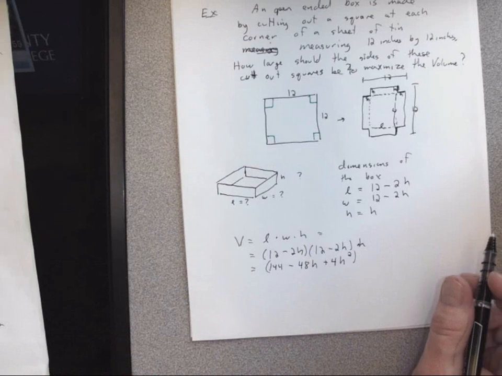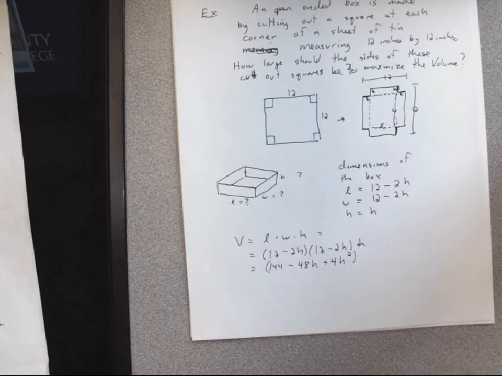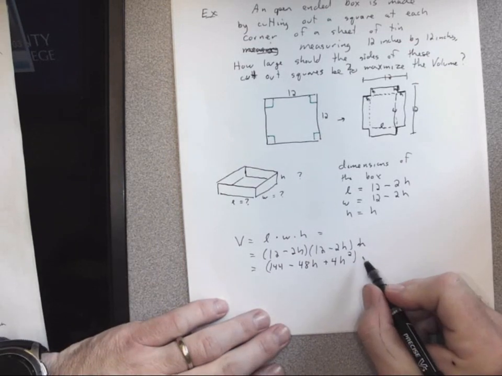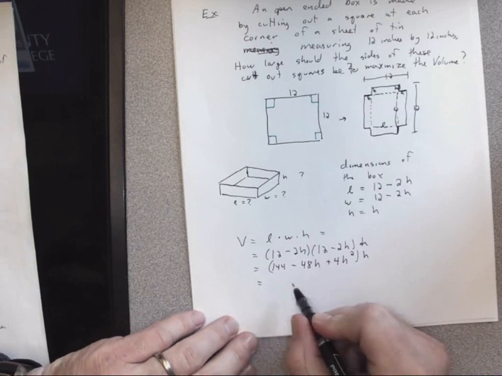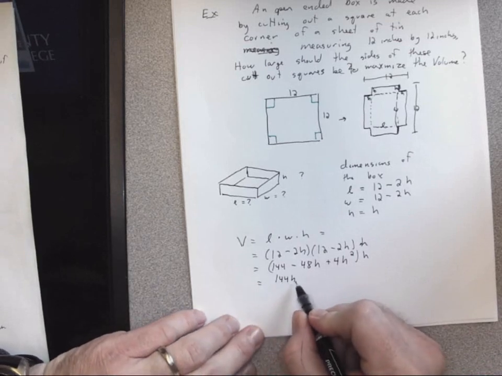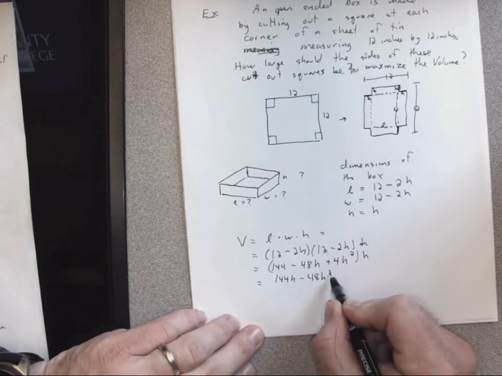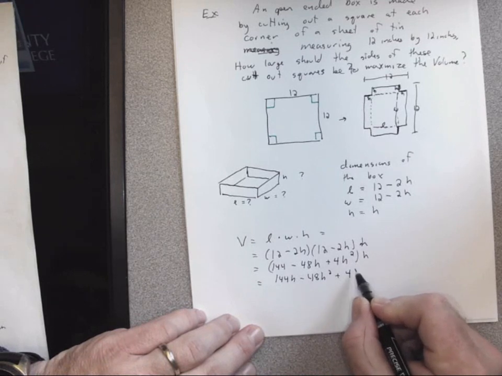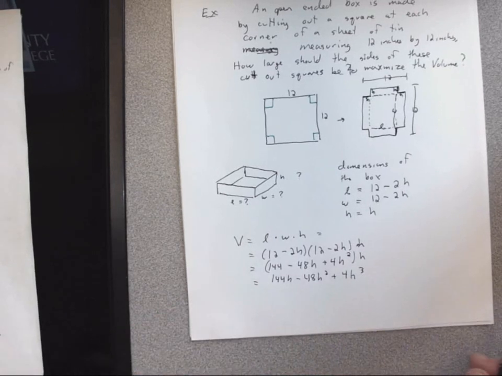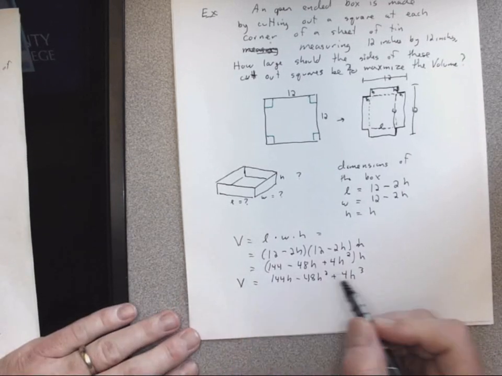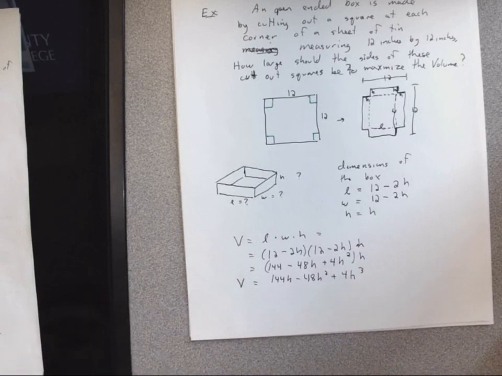Oh, I get 96. Oh, there you go. Times h. So this is going to be equal to 144h minus 48h squared plus 4h cubed. So this is actually a really easy expression because it's a polynomial.